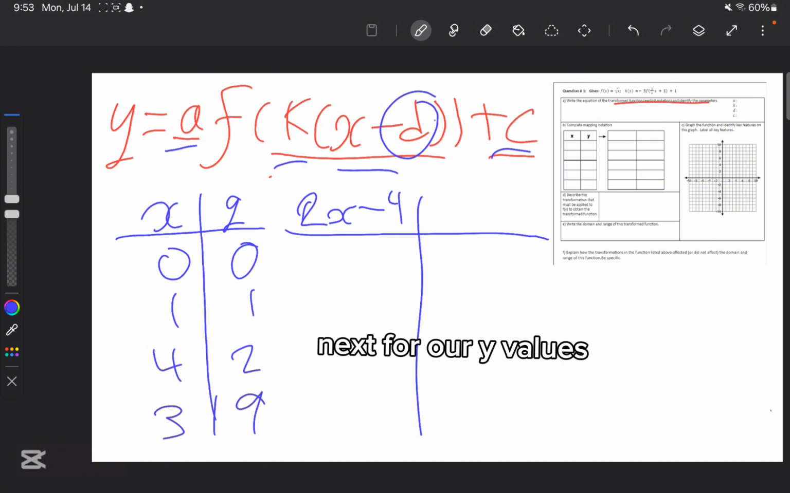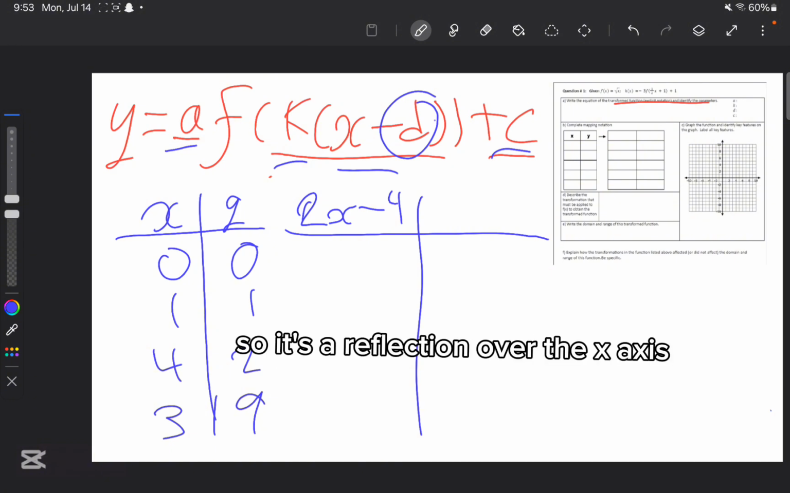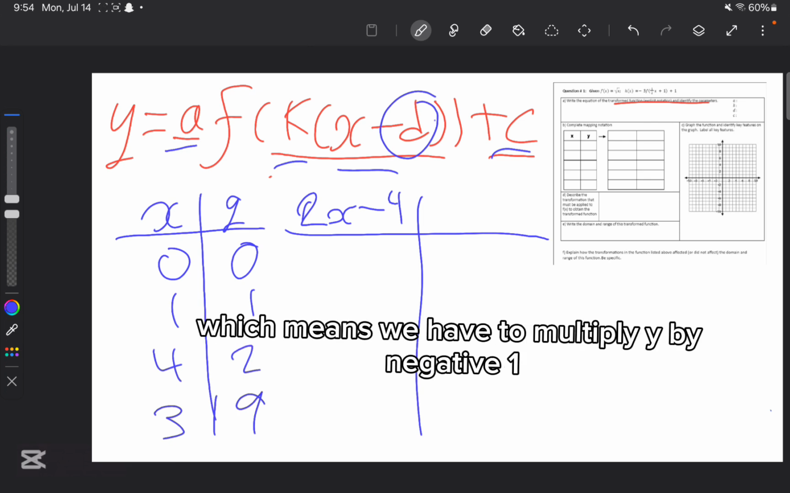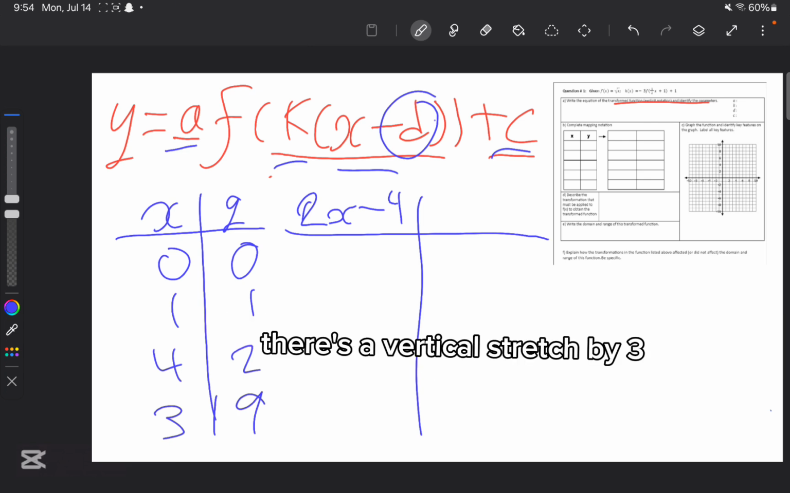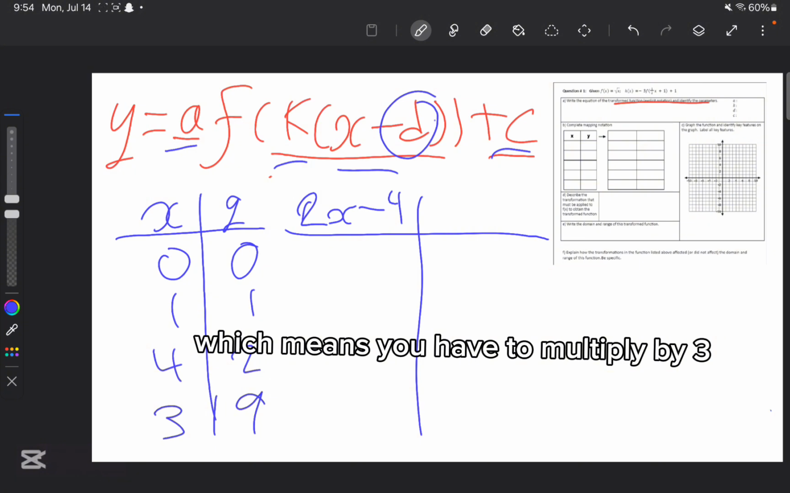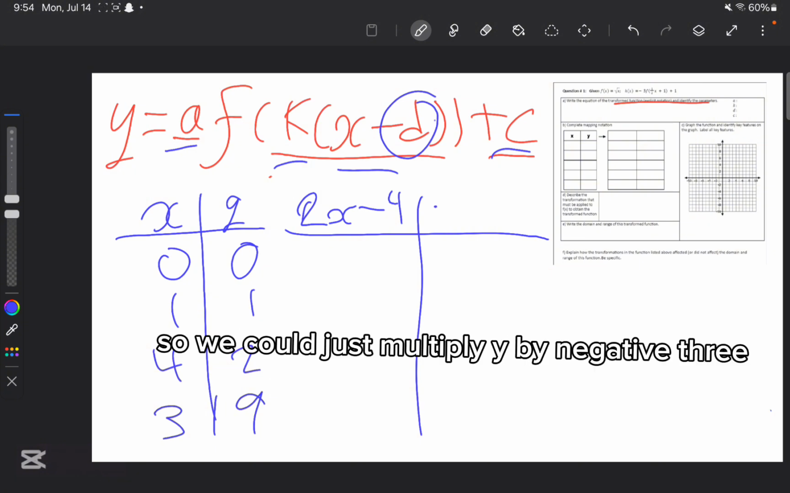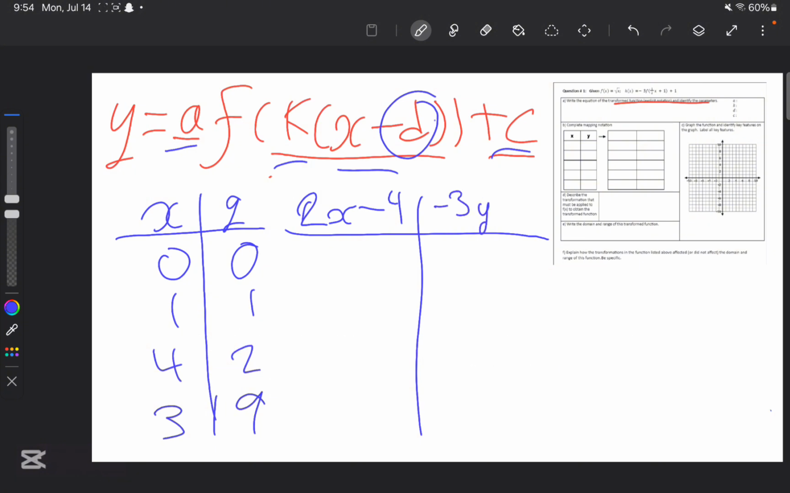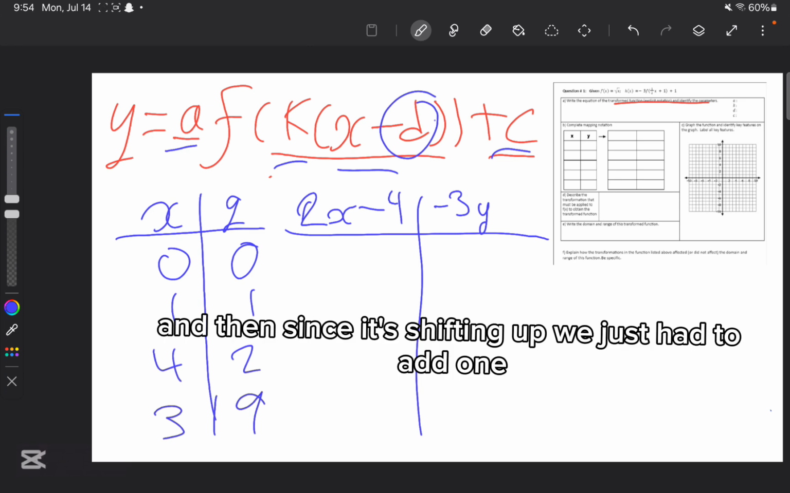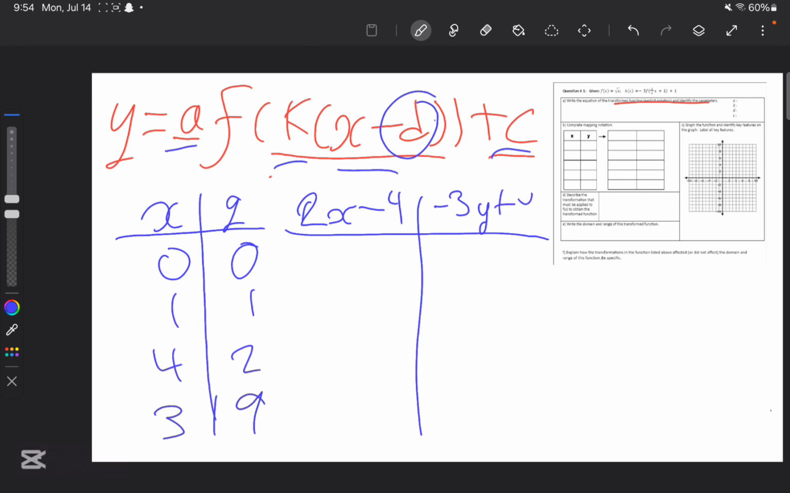Next, for our y values, we need to determine the transformations for that one. So it's a reflection over the x-axis, which means we have to multiply y by -1. There's a vertical stretch by 3, which means you have to multiply by 3. So we could just multiply y by -3. And then, since it's shifting up, we just have to add 1.